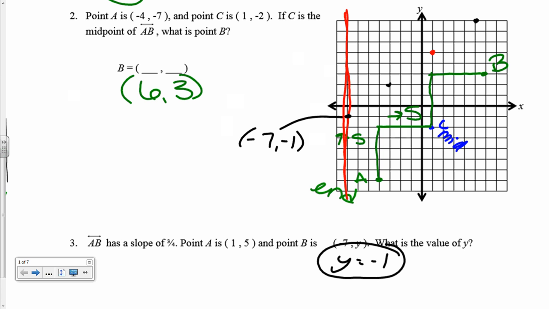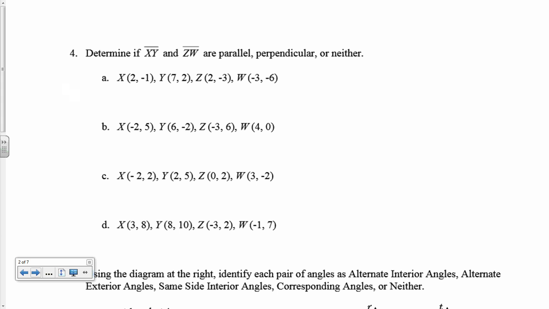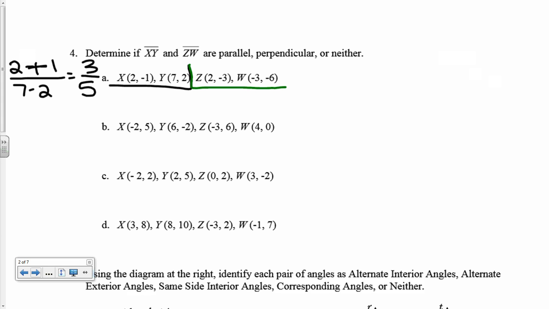Okay, next page. Parallel, perpendicular, or neither. I'm going to look at your slopes. Again, use graph paper if you will. Use graph paper, do it by hand, either one. I'm going to do mine by hand. So subtract my y values over subtract my x values, I get 3/5 for XY. And then for ZW, negative 6 minus negative 3, over negative 3 minus 2.